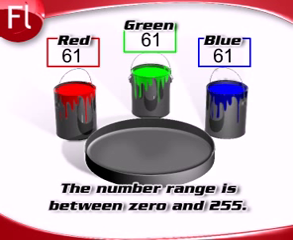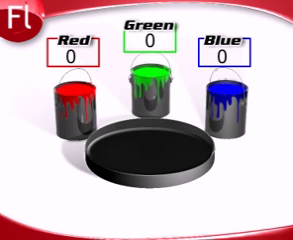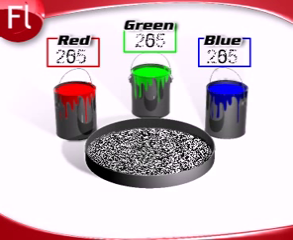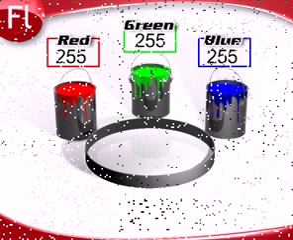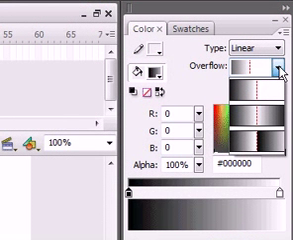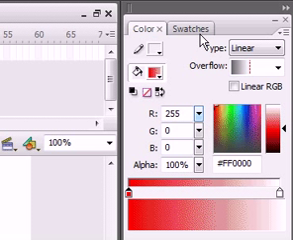The number range is between 0 and 255. With a value of 0 in all three color boxes, or the complete absence of color, we have black. And if all the values equal 255, we have white. We can change the colors by highlighting the number and typing in a new number, or use the up and down indicator arrows beside the specific color. Feel free to come back here and experiment with the numbers and the scroll bar at a later time.